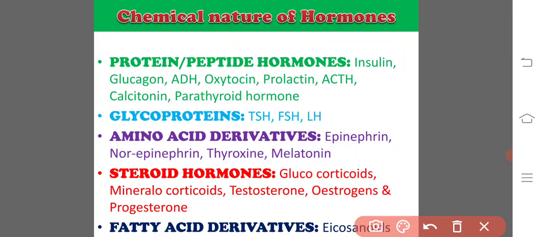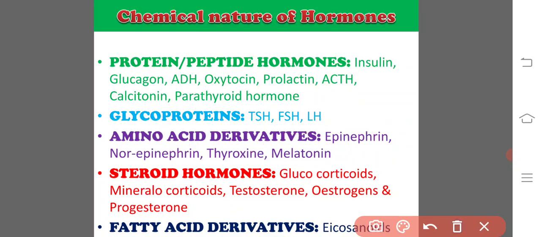And some of the hormones are glycoproteins. These glycoproteins include thyroid stimulating hormone TSH, follicle stimulating hormone FSH, luteinizing hormone LH. These all come under glycoproteins. And coming to amino acid derivatives: epinephrine, norepinephrine, thyroxine and melatonin. These all are the amino acid derivatives.